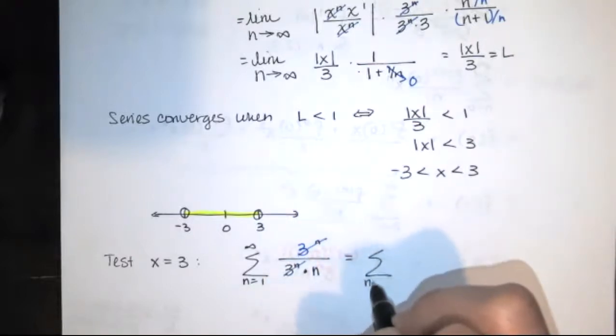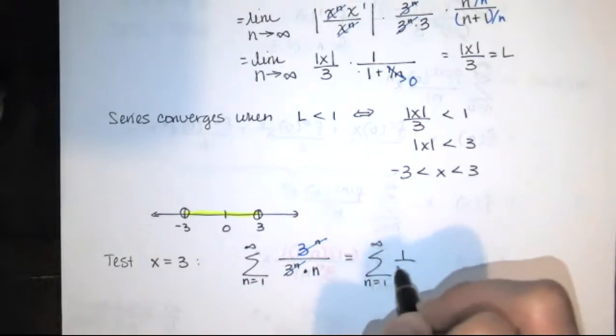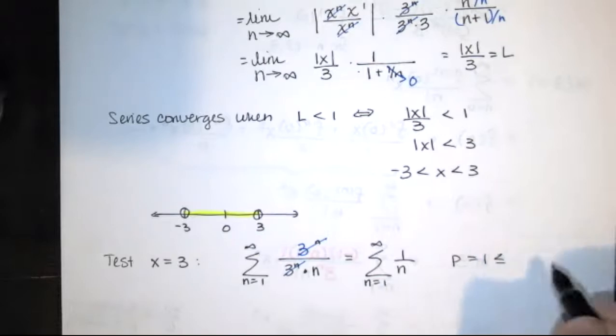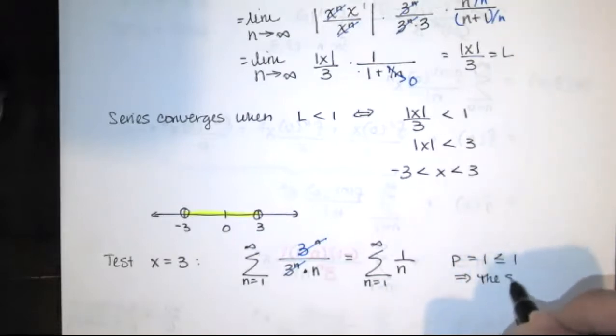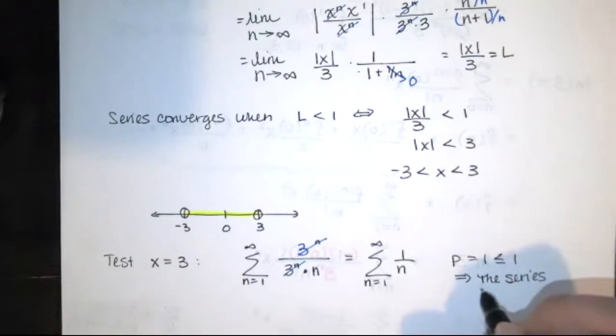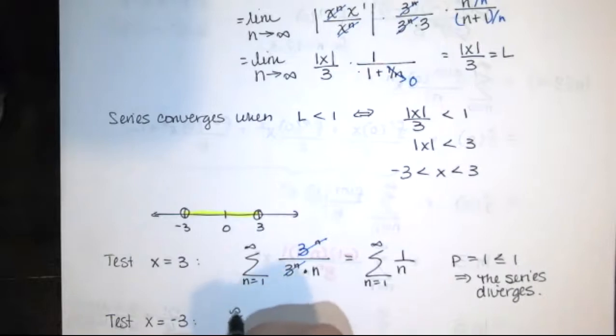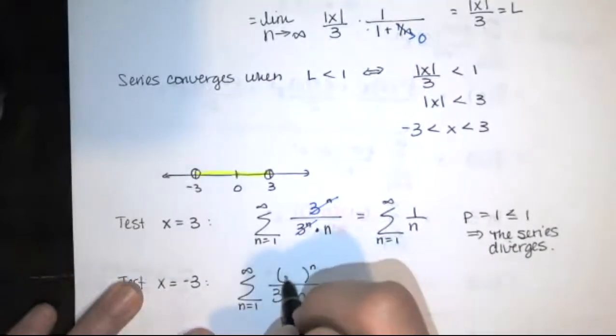And we just get this harmonic series. That's a p series with p equals 1. P equals 1 is clearly less than or equal to 1. So the series diverges. It's a divergent p series. And then at x equals -3, we have the sum as n goes from 1 to infinity of x to the n over 3 to the n times n. We're replacing x with -3.